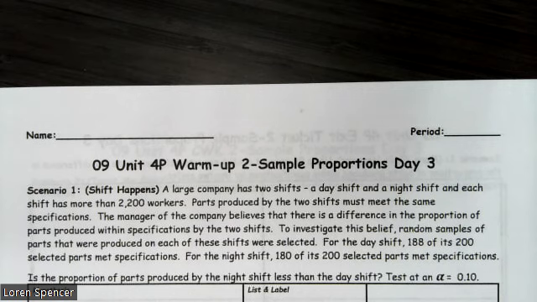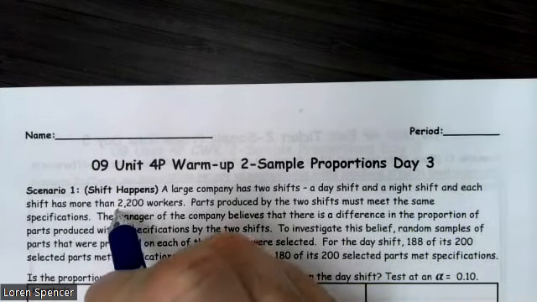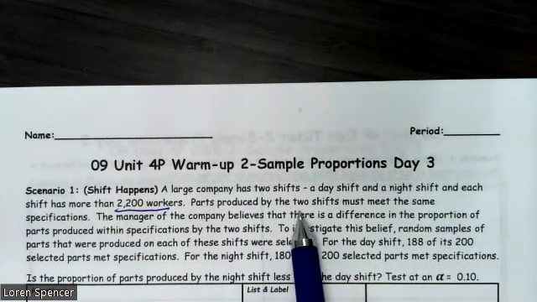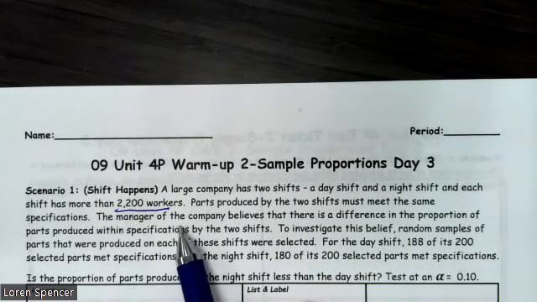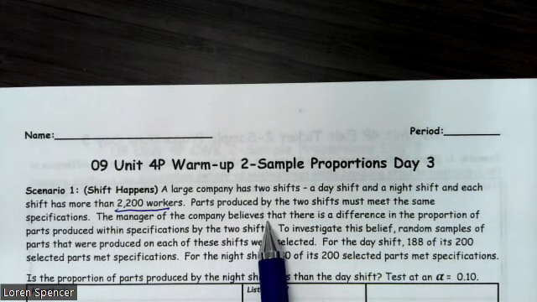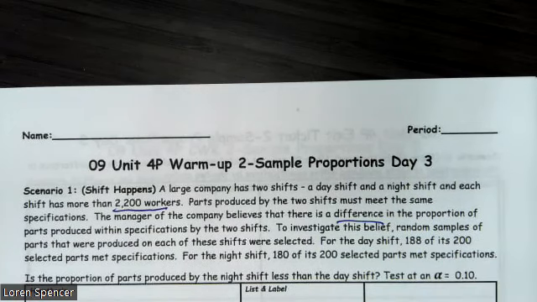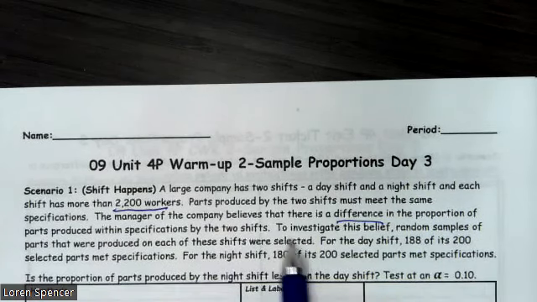So, shift happens. A large company has two shifts, a day shift and a night shift, and each shift has more than 2,200 workers. That sounds like the population. Parts produced by the two shifts must meet the same specification. The manager of the company believes that there's a difference in the proportion of parts. By the way, that might be a key word. Proportion of parts produced within specification by the two shifts.